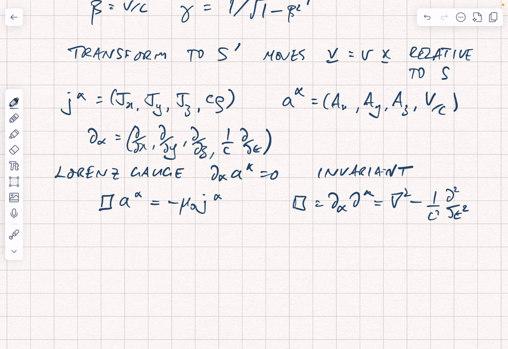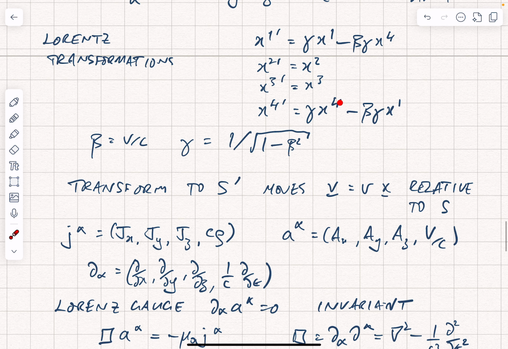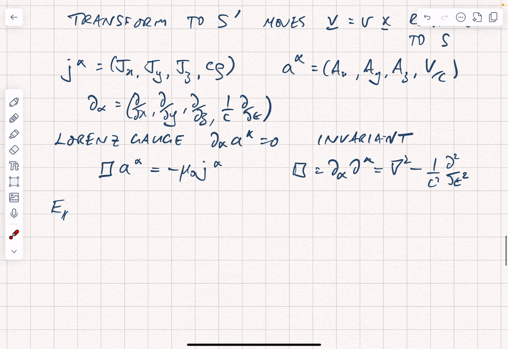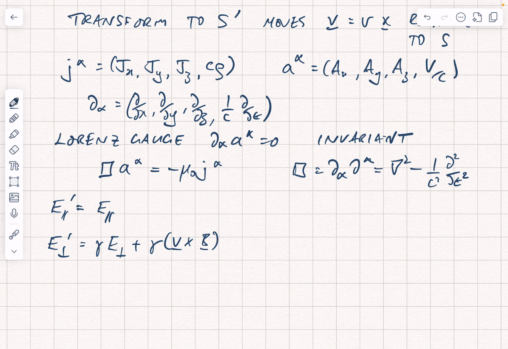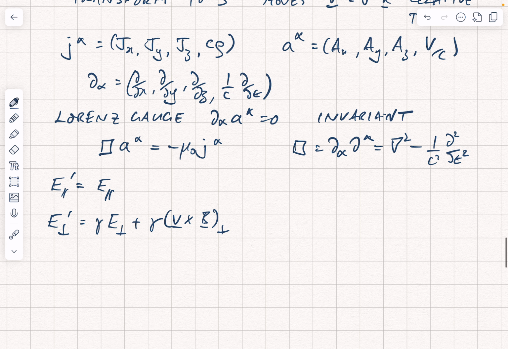From all of this, you can then derive transformations for the fields. So the transformations for the potentials here are simply given by this transformation, and that's actually the easiest thing to do. The fields are a little bit more messy. So we find that E parallel primed is E parallel. In other words, if we're transforming to a reference frame moving along the x direction, the x component of the E field doesn't change. E perpendicular primed, so this would be the y and the z components, is equal to gamma times E perpendicular plus gamma times V crossed with B, but the perpendicular component of that.